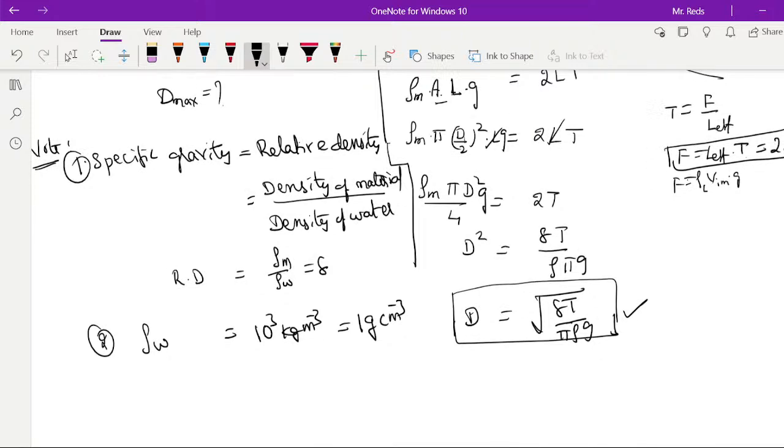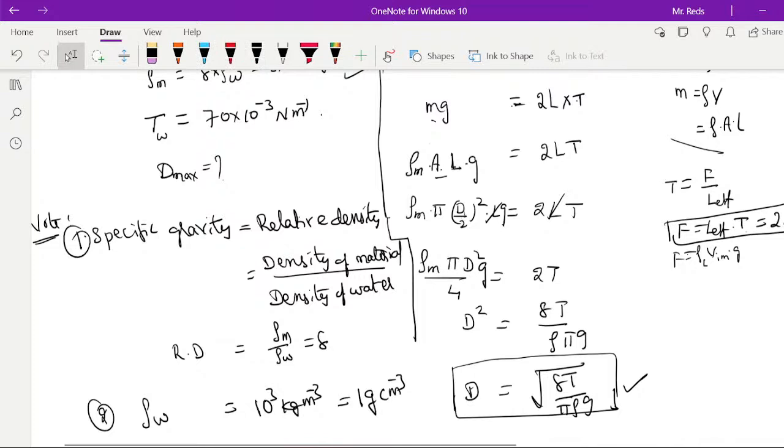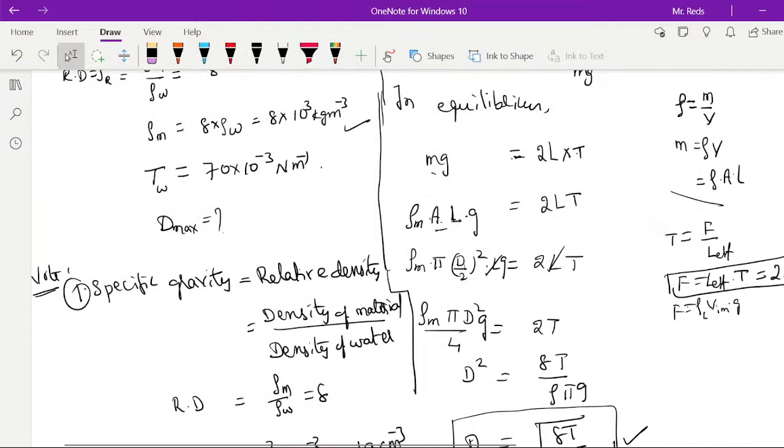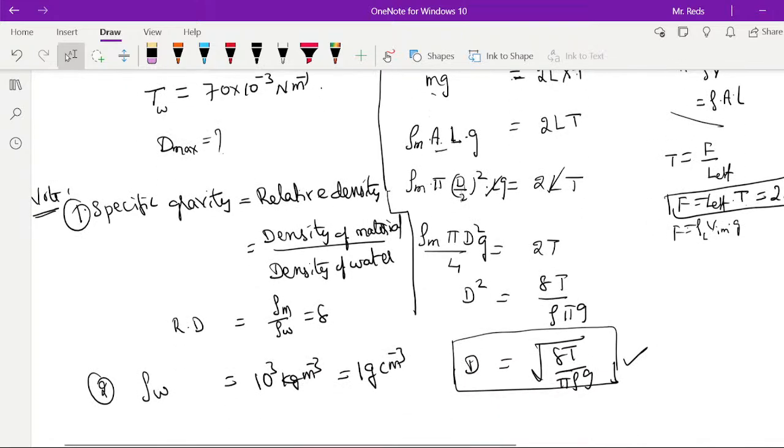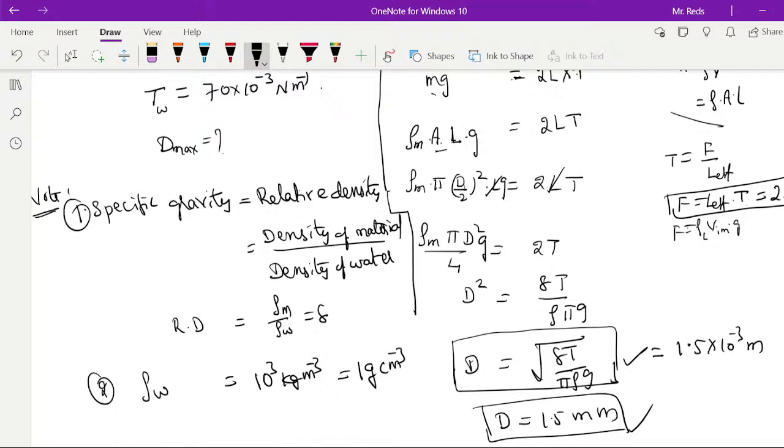On substituting these values, T is given as 17 into 10 to the power minus 3 Newton per meter, and the density of the material is given as 18 into 10 to the power 3 kilograms per meter cube. g should be taken as 10 or 9.8. So if you substitute this, you will get the diameter as 1.5 into 10 to the power minus 3 meters, or d is equal to 1.5 millimeter. So this is how you have to carry out these calculations.